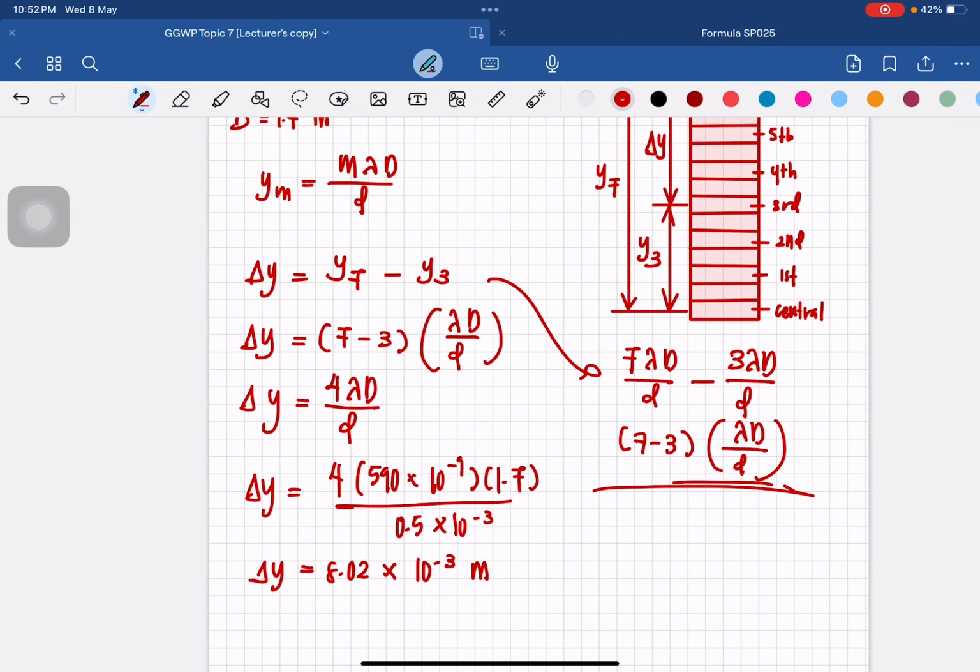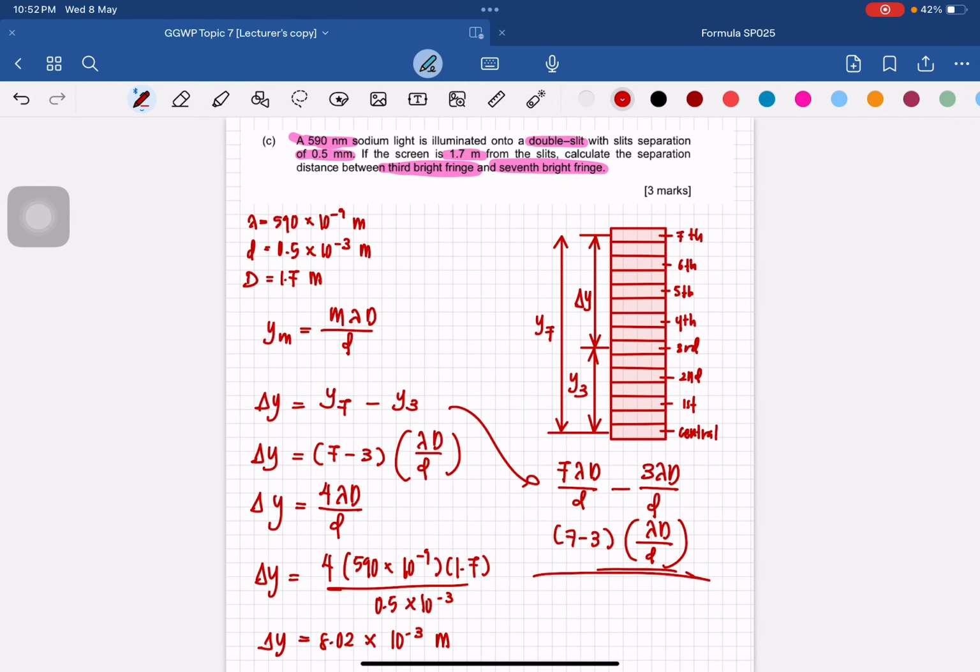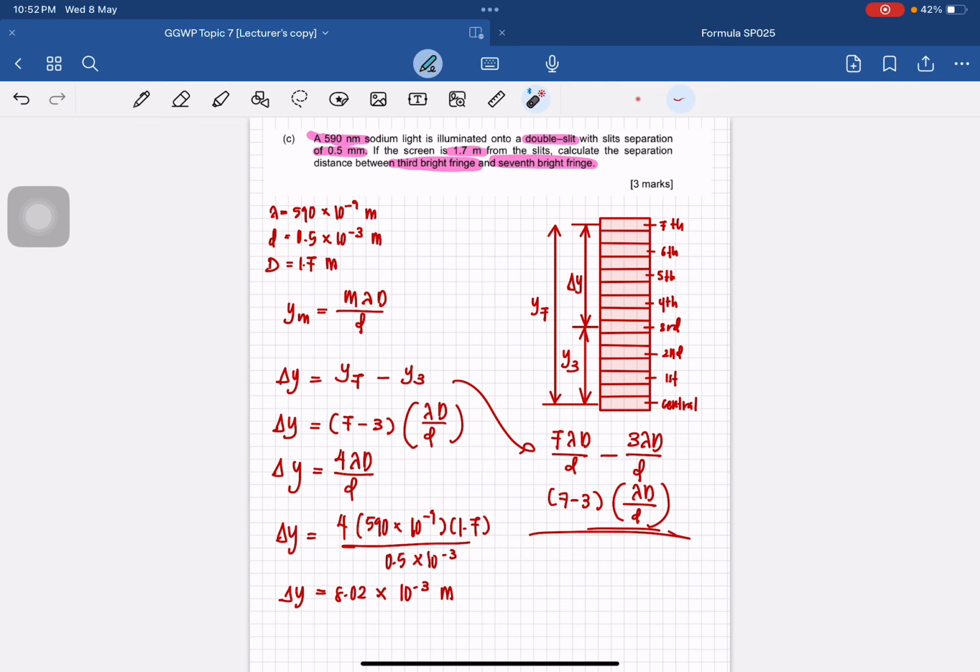Okay, so for physical optics questions, you always have to try and draw the fringe pattern first and label it, so that you can find exactly what it is asking for. Okay, alright, that is on question C.